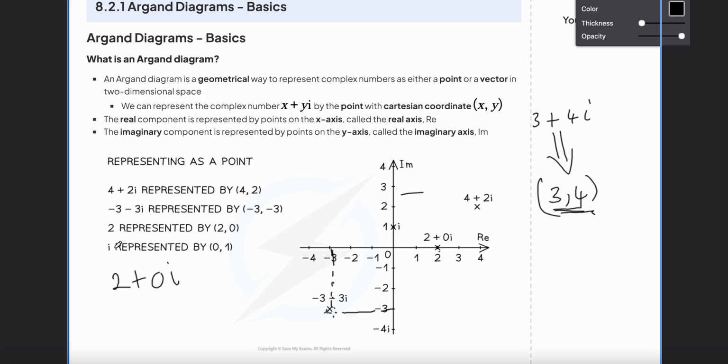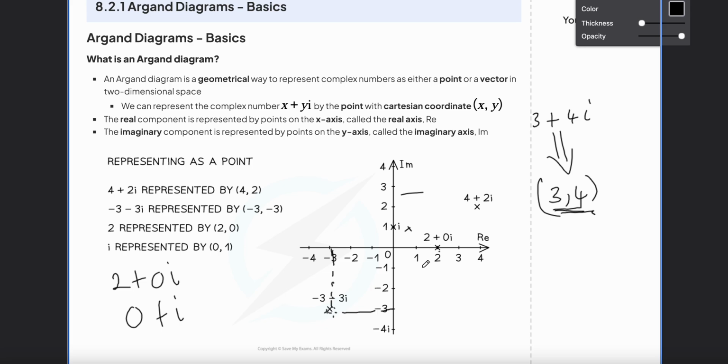And we move on to i, which is the same as 0 plus i. So it means we want the 0 on the real axis, and the 1 on the imaginary axis. So this becomes the point.